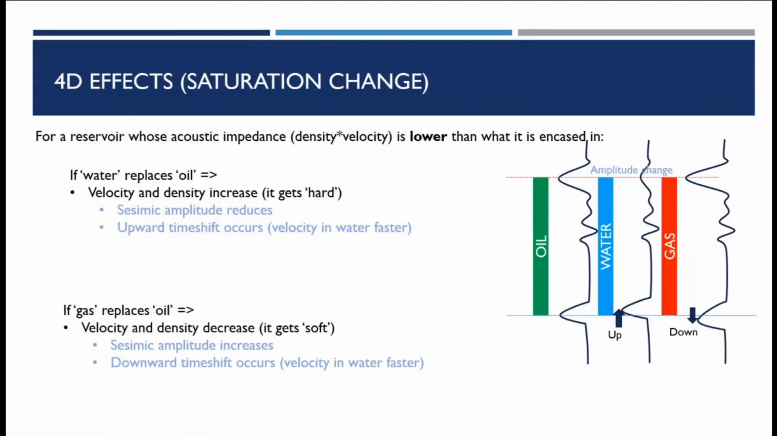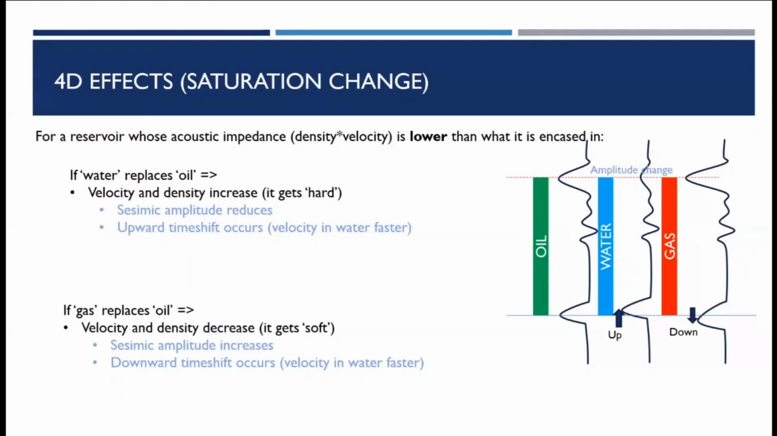In case gas replaces oil, for this particular case where gas is replacing oil, it's going to go the other way around. Velocity and density is going to decrease. So it's going to get even softer, and the amplitude should be increasing. And the downward time shift is going to happen. So it's going to take more time for that particular zone for the wavefront to travel.